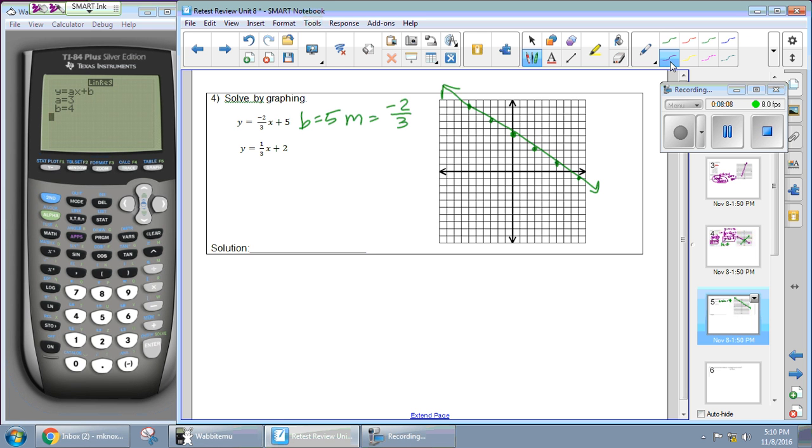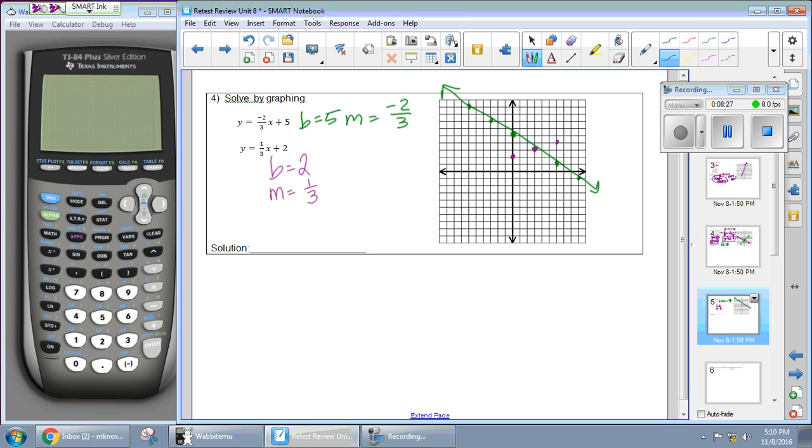And then I'm going to graph y equals 1/3 x plus 2. So my b, or my y-intercept, is 2, and my slope is 1/3. So I go to 2 on the y-axis. I move up 1, forward 3. 1, 2, 3. Up 1, forward 3.